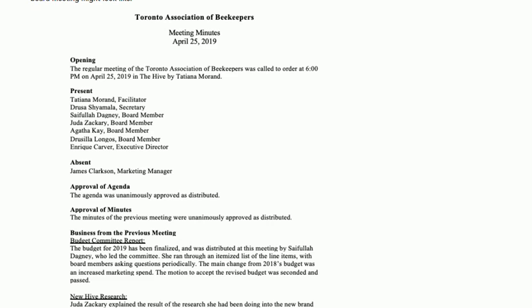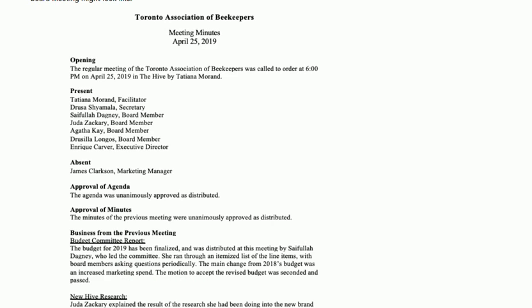Opening: the regular meeting of the Toronto Association of Bookkeepers was called to order at 6 p.m. The date, the time, the venue, the location, you can say. Then what are the members' names who are present, and I already told you to write full names and the post they have.